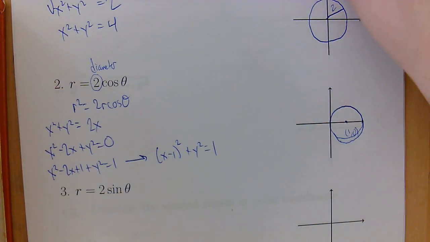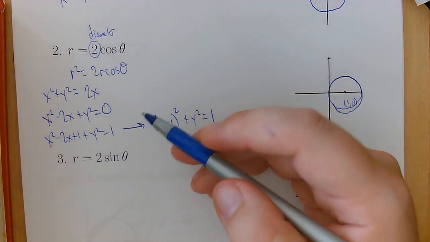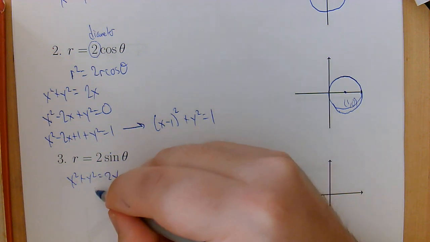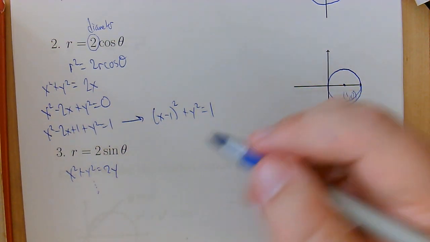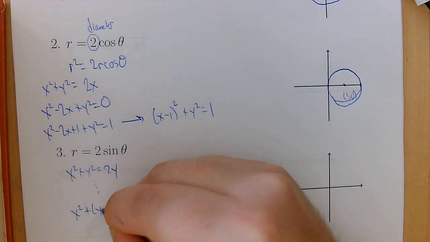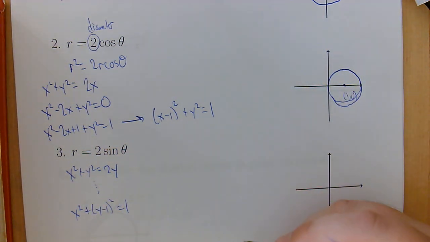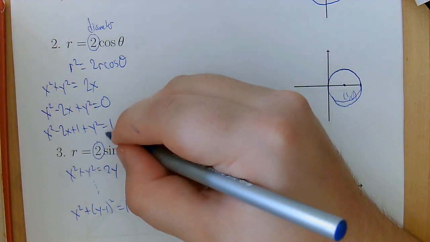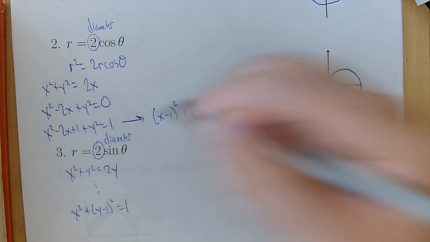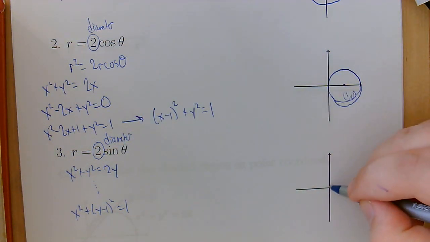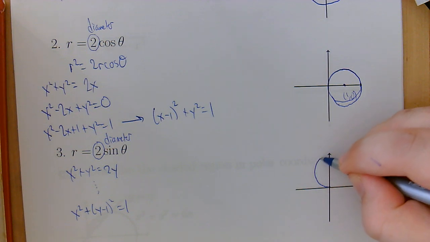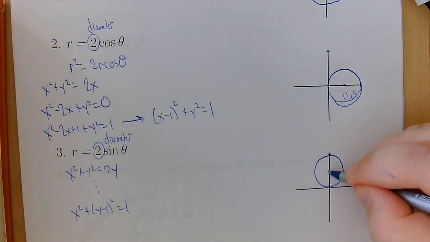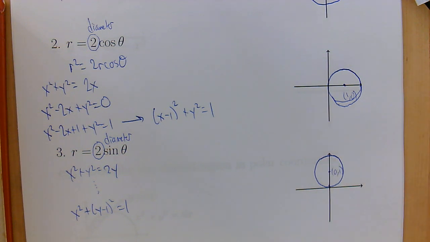So using the same reasoning here, we could do exactly the same algebra with sine. We would get x squared plus y squared is 2y. We would complete the square with that, and we would end up getting x squared plus (y minus 1) squared is 1, using the same technique we did up here. Or we could have recognized that this 2 is going to be our diameter, and sine of theta represents the y direction. So we would draw our diameter 2 circle starting at the origin and going in the y direction like that. So this circle is going to be centered at (0, 1).